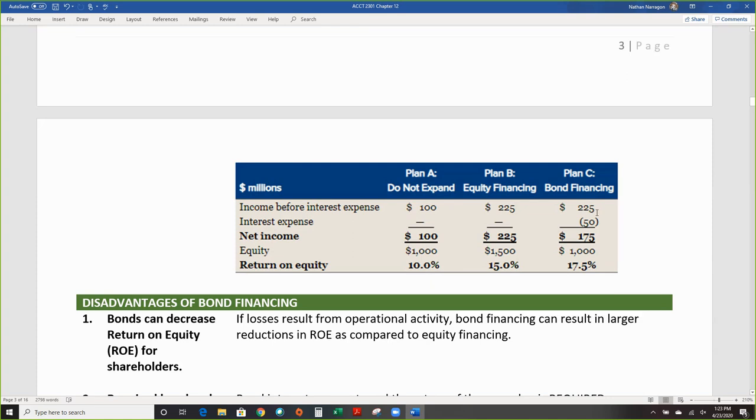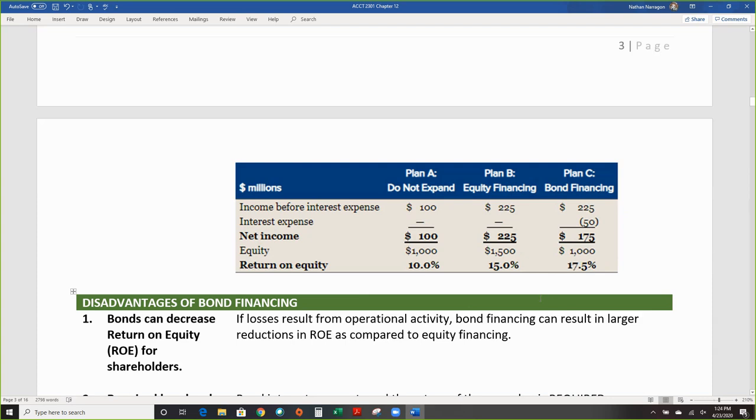Now, Plan C, again, it increases to 225. Now, we do have to pay the interest in itself of $50 million, because this is in millions. And this gives us 175, but that divided by the 1,000, since we didn't do equity finance, we didn't increase the number, actually gives us a better return of 17.5%. Sweet. So again, shareholders are happy. They'd rather have the company pay the interest and still basically make, right now, 7.5% higher than what they were.